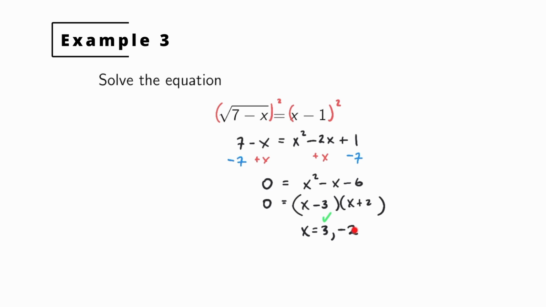Now, if I plug in negative 2 here, I will get 7 minus negative 2. So that'll be the square root of 9. That should be 3. However, on the right-hand side of the equation, I'll get negative 2 minus 1. That will give me negative 3. So in other words, if I plugged in negative 2, I would get 3 equals negative 3. That is not true. Therefore, negative 2 is not a solution to this equation. So you want to throw that out. So the only solution to this equation is x equals 3.